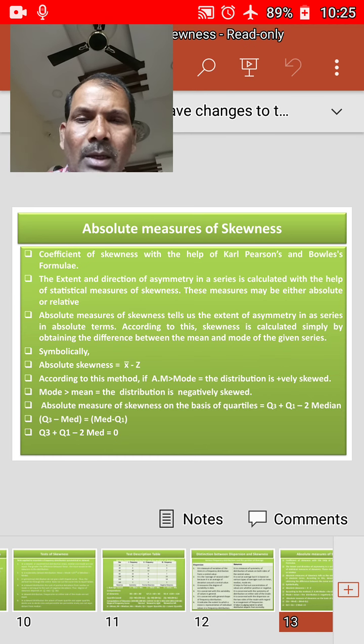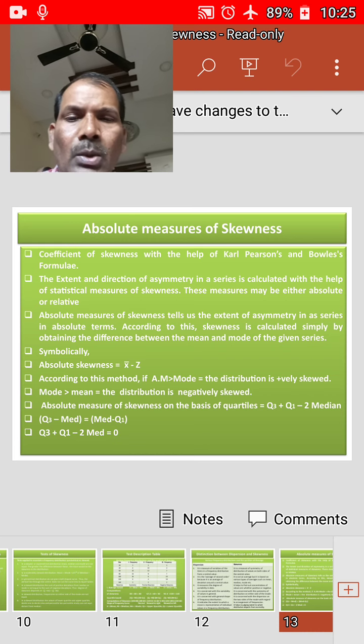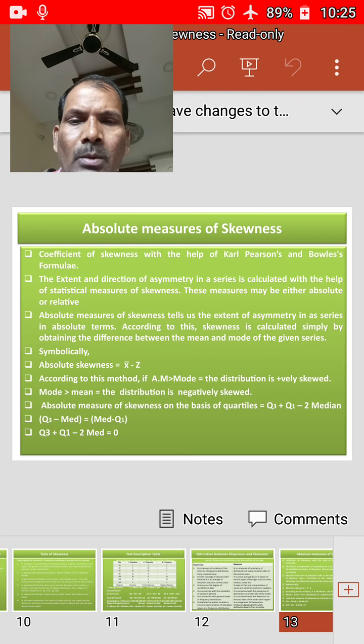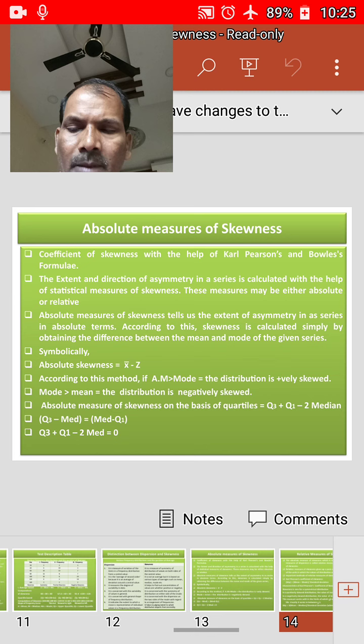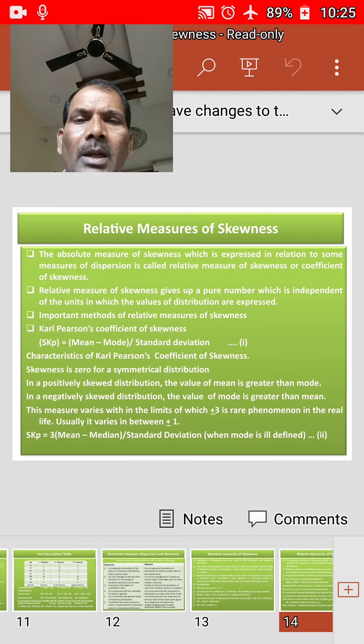When skewness is calculated on the basis of quartiles, the formula used for this is absolute skewness is equal to Q3 plus Q1 minus 2 median. Next, relative measures of skewness.